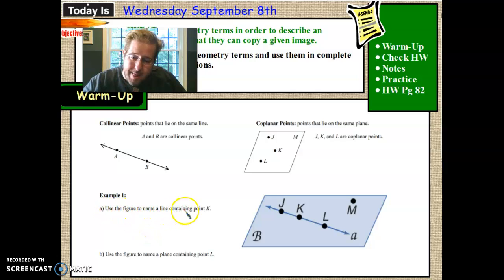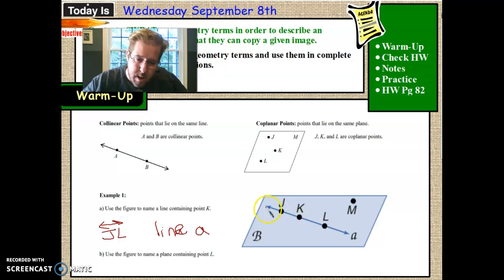Use the figure and name a line containing point K. If I name a line, there's a couple of ways I could do that. I could say line JL. Or I could literally just say line A, because it's a lowercase letter, so that's the name of the line. That is not the name of a point.